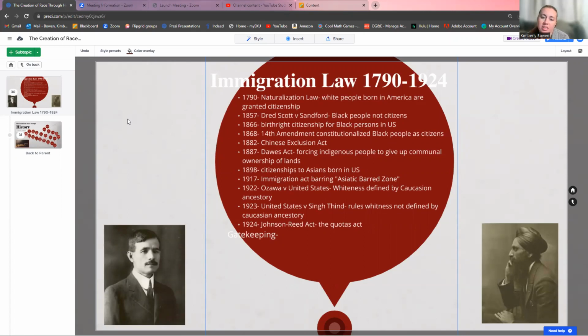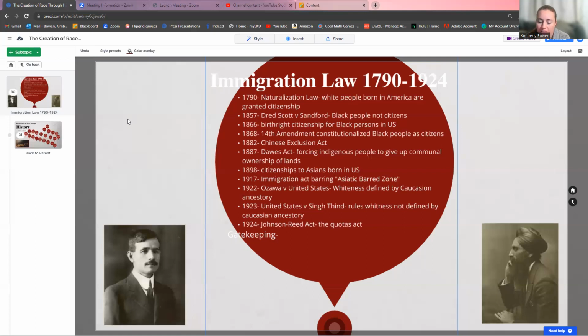In 1866, the Civil Rights Act established birthright citizenship for Black persons in the U.S. In 1868, the 14th Amendment constitutionalized Black people as citizens. In 1882, we had the Chinese Exclusion Act, which essentially was limiting or downright excluding all immigration coming in from China or of anyone of Chinese descent.